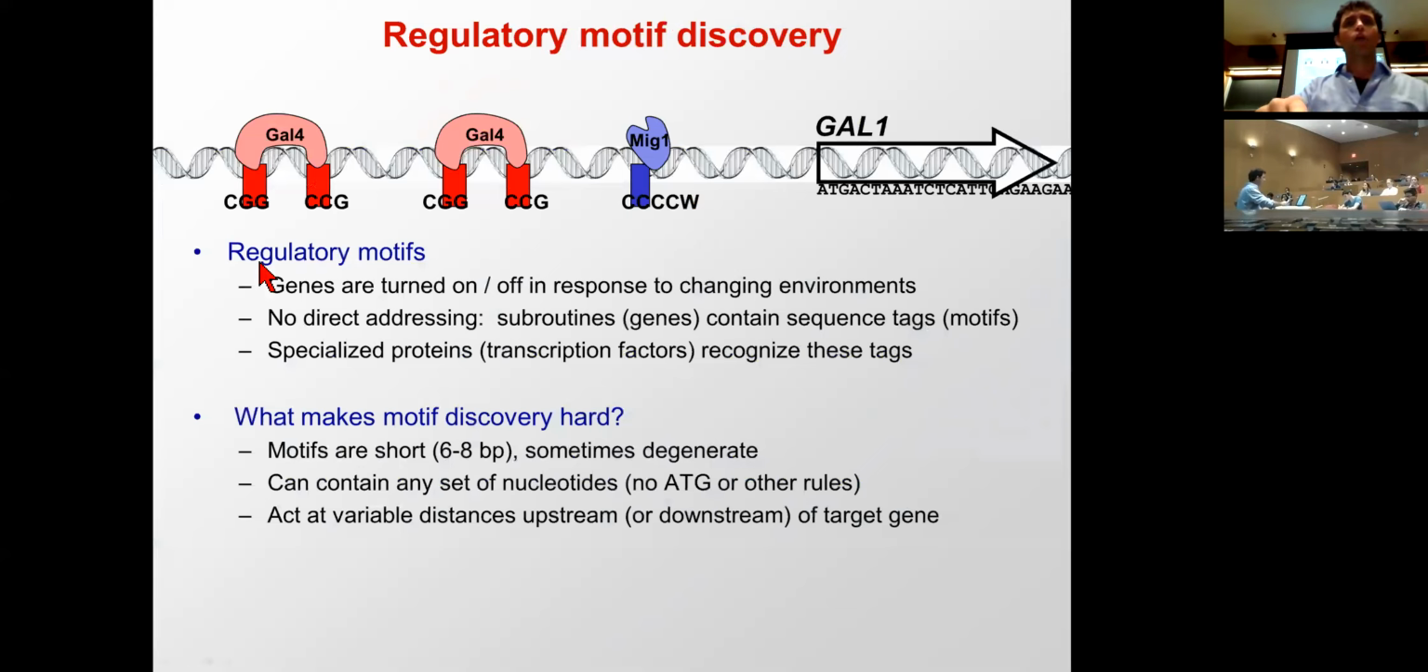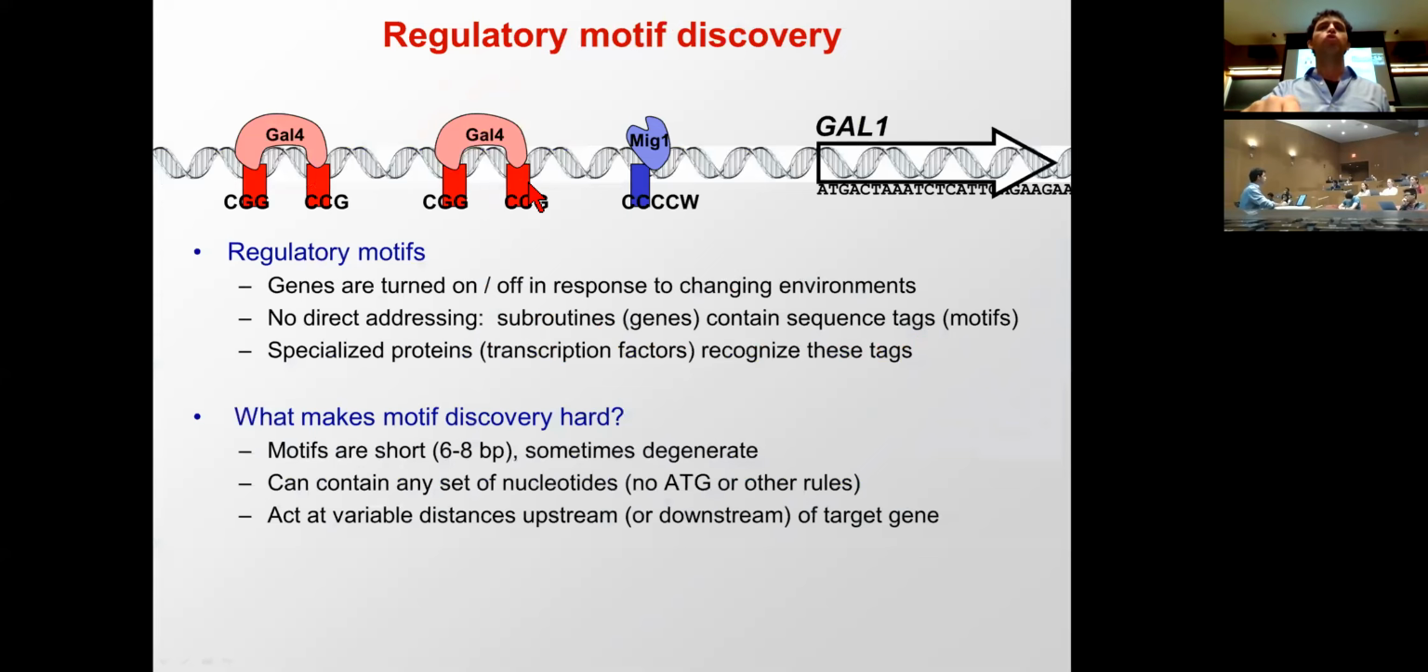So basically, regulatory motifs are turned on or off. Genes are turned on or off in response to changing environments. And as I mentioned previously, there's no direct addressing. There's no "go to chromosome 13 at position 327,542." Instead, the subroutines, quote unquote, the genes, contain sequence tags, i.e. motifs, and then there are specialized proteins, i.e. transcription factors, that recognize these tags.